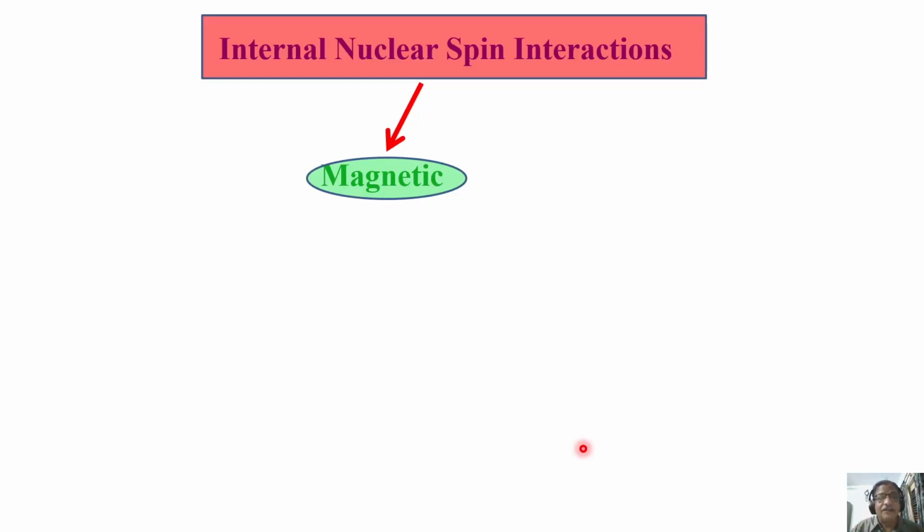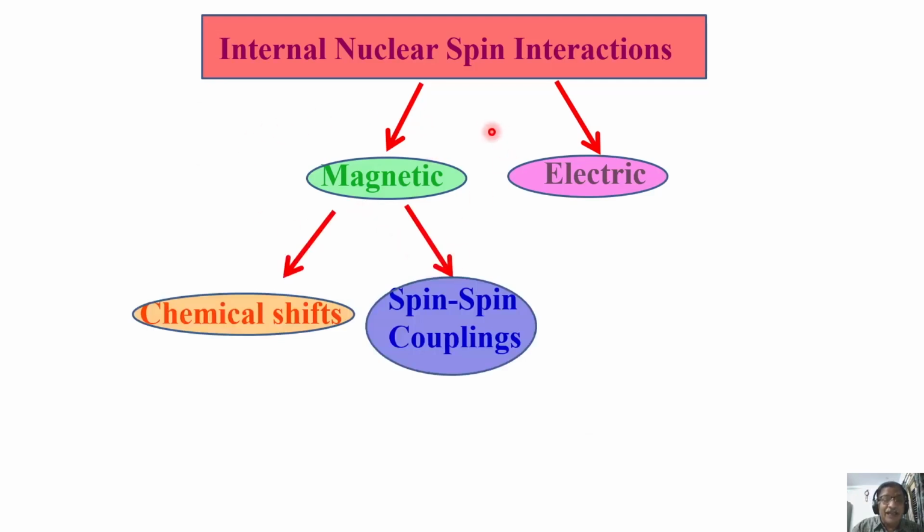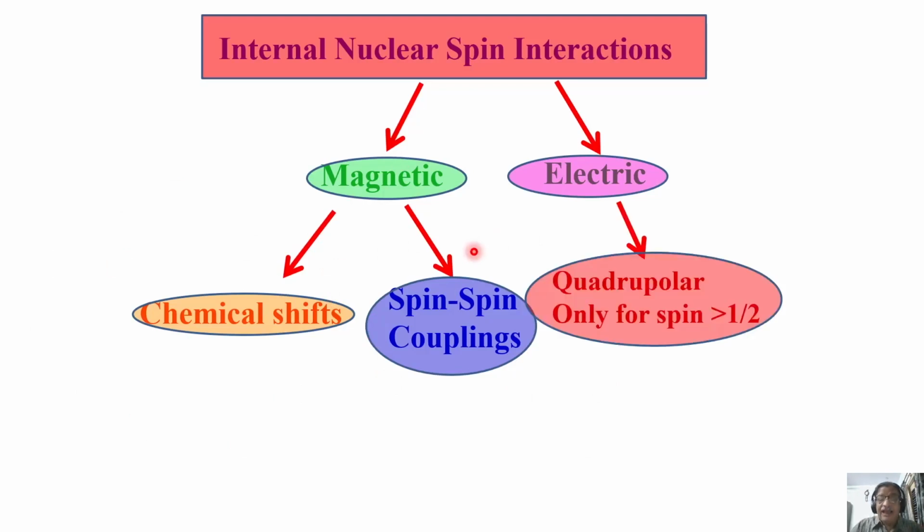Now, these internal nuclear spin interactions, again, I can classify into two types. One type of interaction is called magnetic interaction. Other type of interaction is called electric interaction. What are these electric and magnetic interactions? These magnetic interactions can be further classified as chemical shifts and spin-spin couplings. The electric interactions are for those nuclei whose spin is greater than half, that is a quadrupolar interaction.